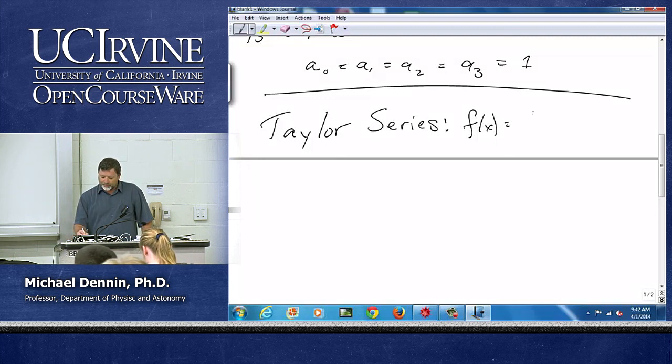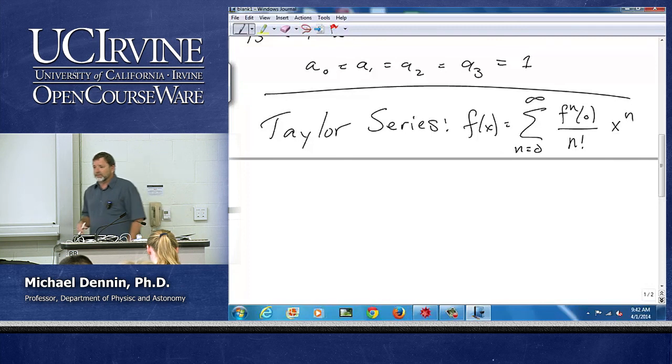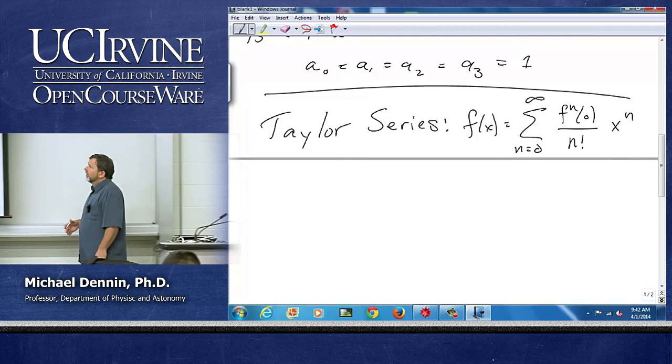I take the nth derivative, which I write like that, and I divide by n factorial, and then I multiply by x to the n. And which is basically the Maclaurin series. It's a special Taylor series.